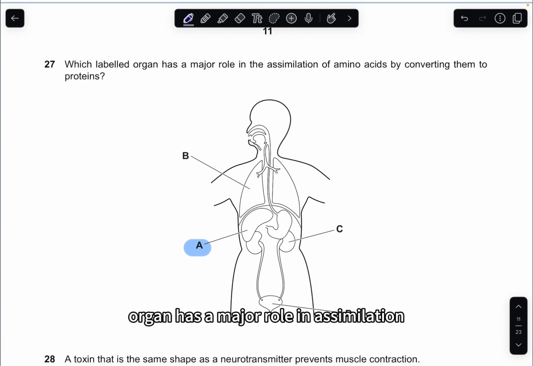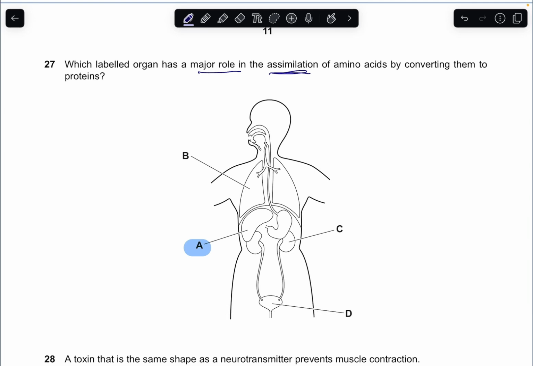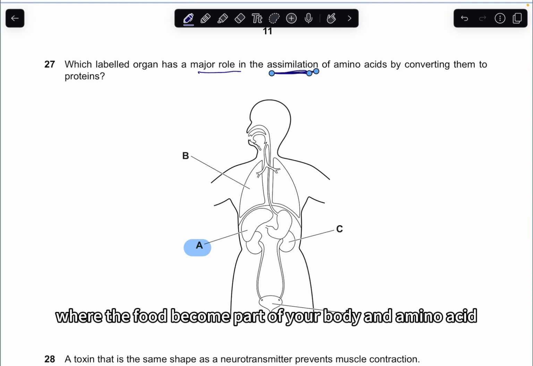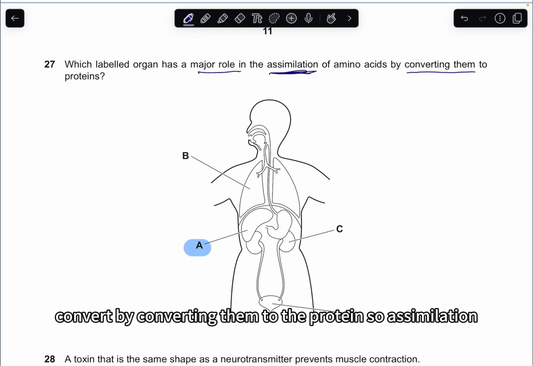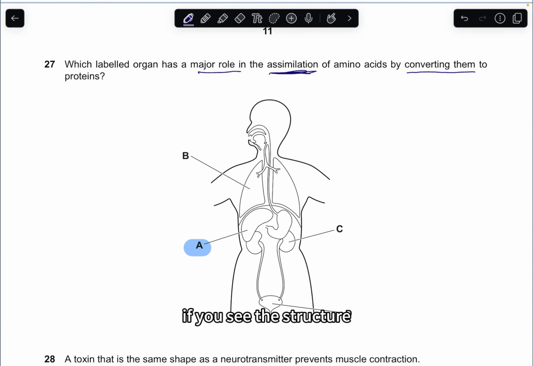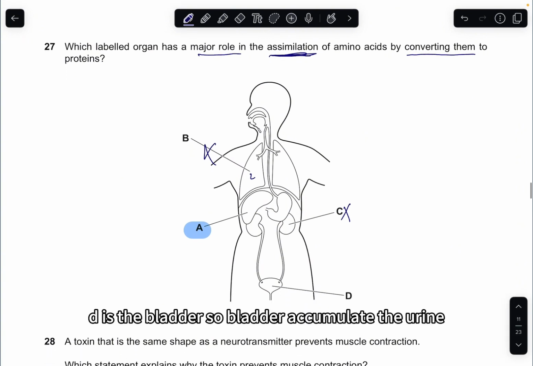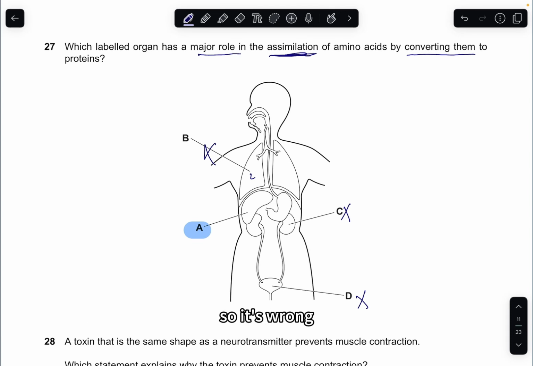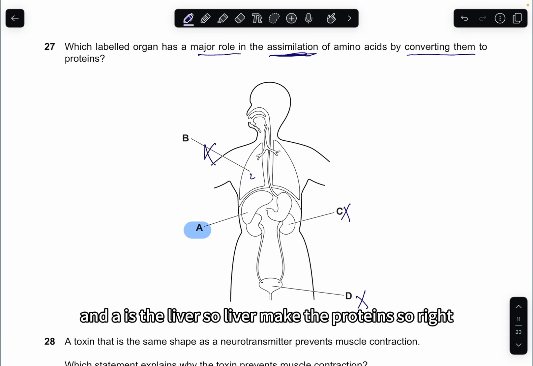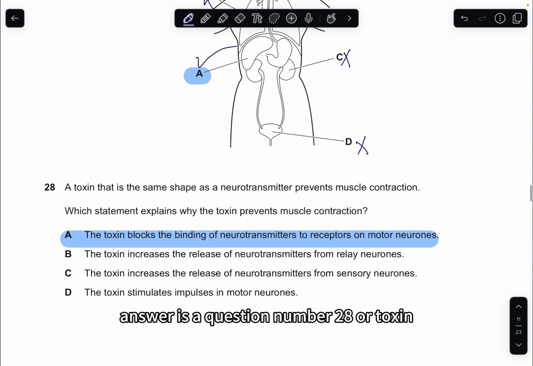27. Which labeled organ has a major role in assimilation? Assimilation is the process where digested food becomes part of your body, for example amino acids being converted into proteins. B is the lungs, so it's not. C is the kidney, which helps in excretion, so it's wrong. D is the bladder, which accumulates urine, so it's wrong. A is the liver, and the liver makes proteins, so the right answer is A.